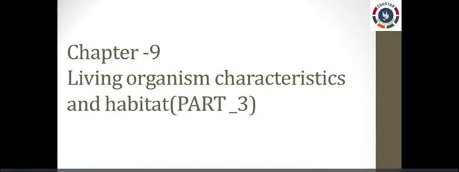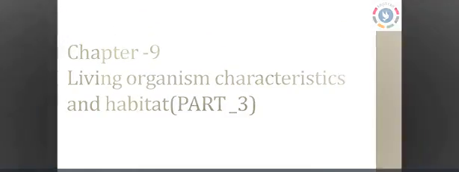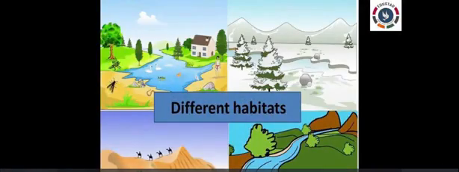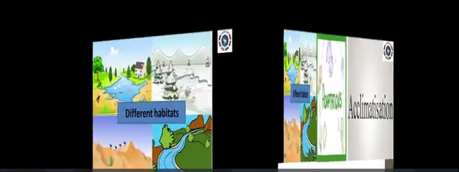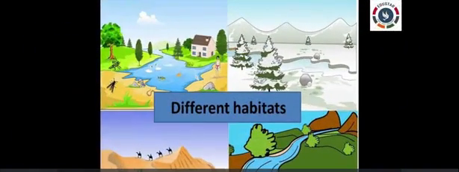We are learning Chapter 9, Living Organism Characteristics and Habitat. In this lesson, we have completed two parts. Now, this is the third part. In the first part, I said about what is meant by organism, habitat, adaptation and acclimatization. In the second part, I explained about different types of habitat and adaptation.